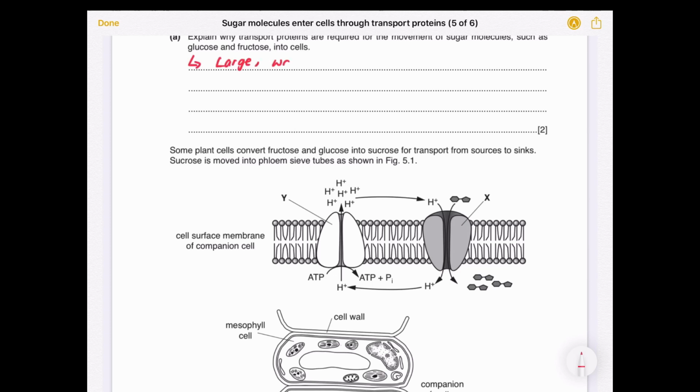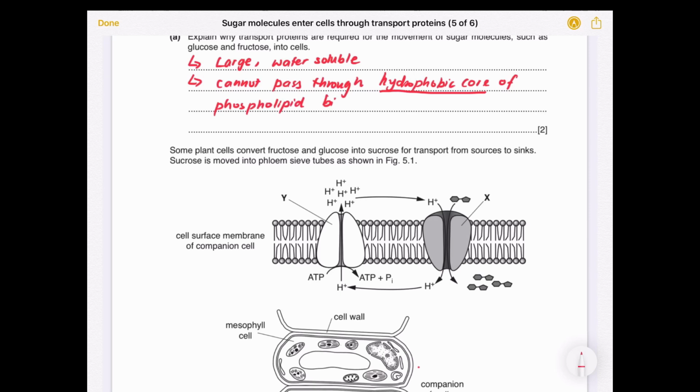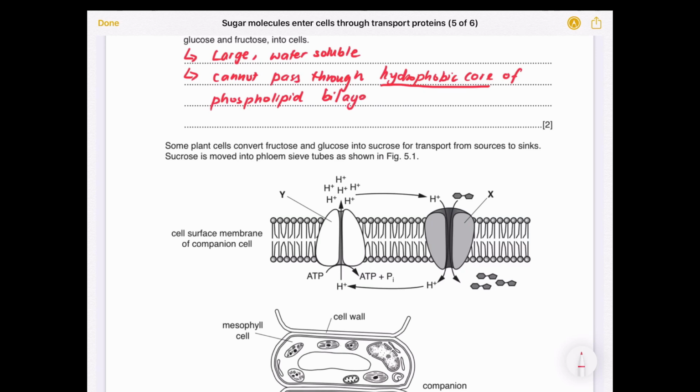Large, water soluble, so they cannot pass through the hydrophobic core. Make sure you know this is the hydrocarbon chain of the phospholipid. Because this hydrophobic core is the one that is impermeable, a barrier to water-soluble molecules.